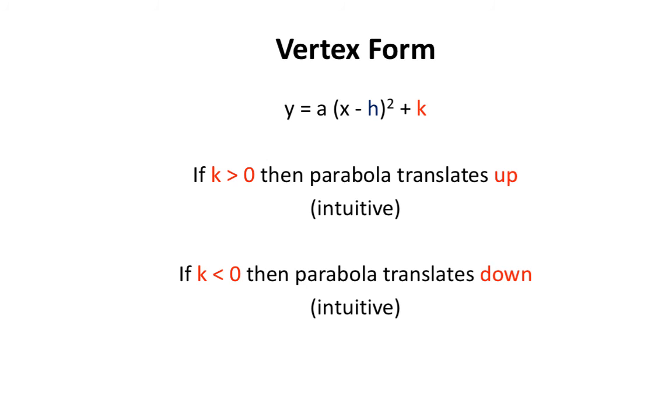And last but not least, we're going to talk about the variable of k. Now, if k is greater than 0, then the parabola translates up, which means that if k is a positive value, the parabola moves up. And this is more intuitive. However, if k is less than 0, then the parabola translates down, so it moves down 2 units. In other words, if k is a negative value, the parabola moves downwards.